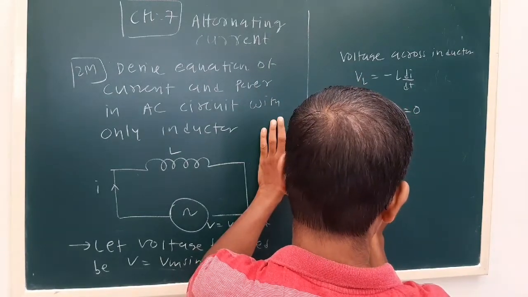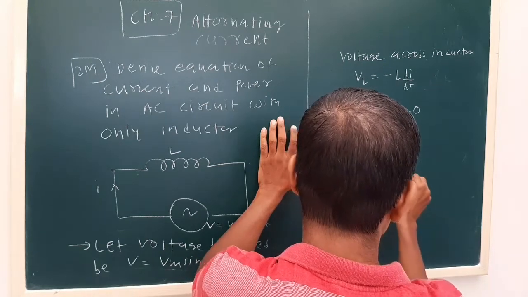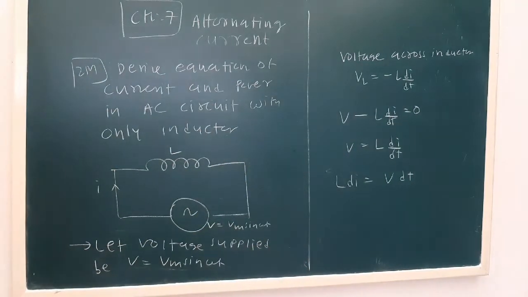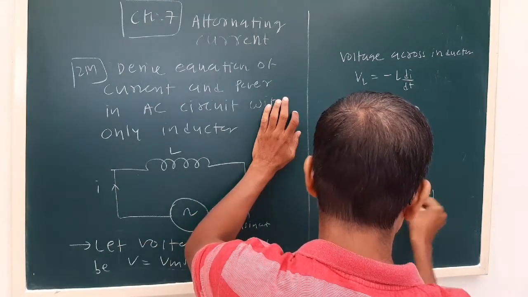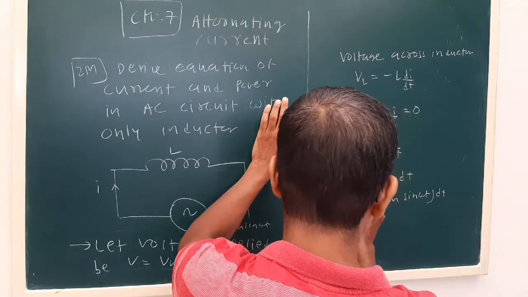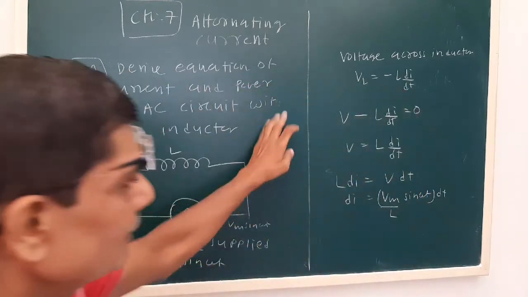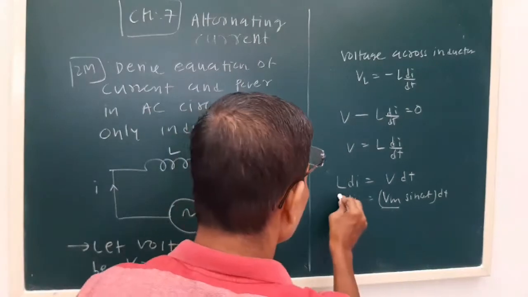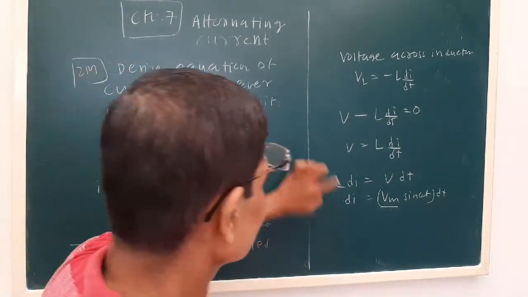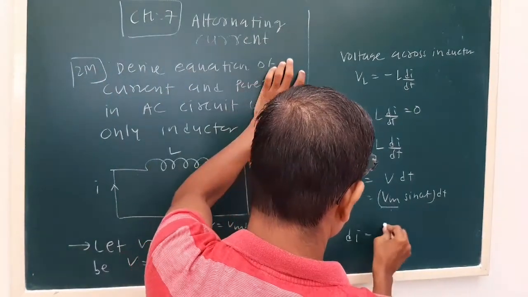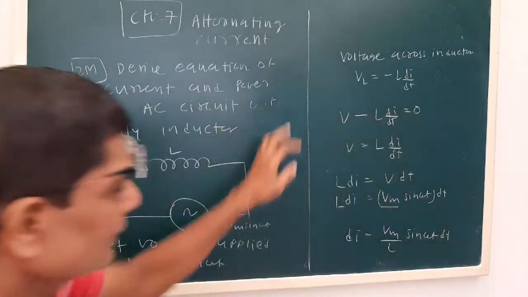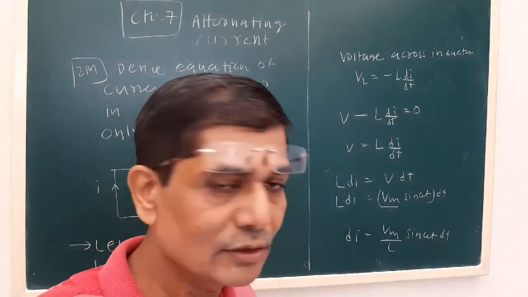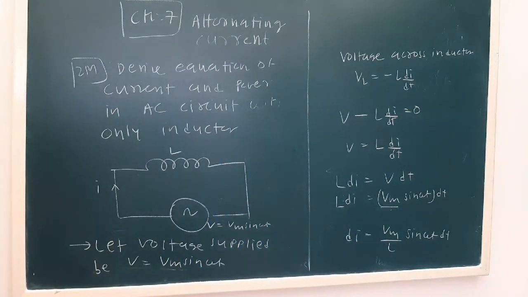So L into di is V dt. Now V is equal to Vm sin omega t, so di I can write as Vm by L sin omega t dt. Now here it is di and dt, so if we go for the integration, we can obtain the value of current.